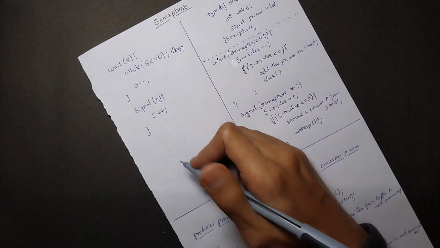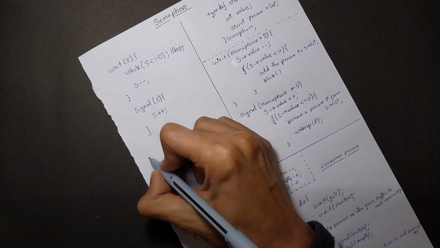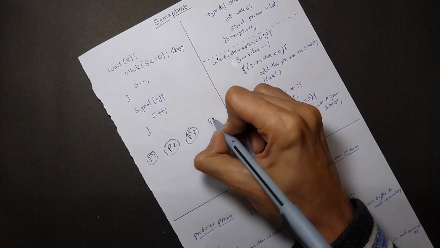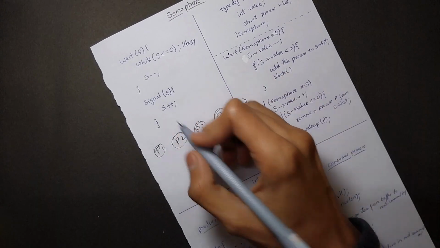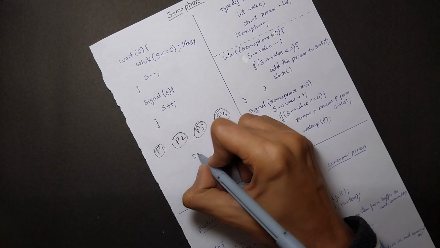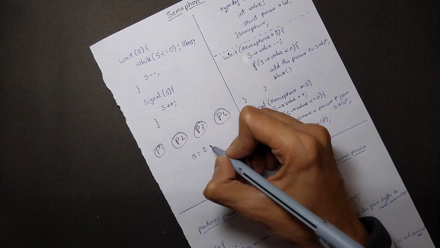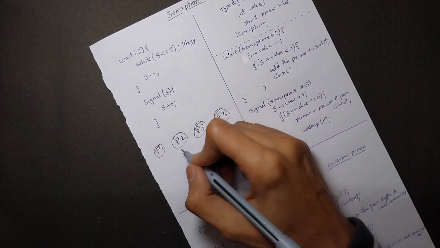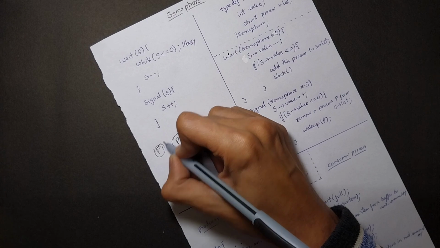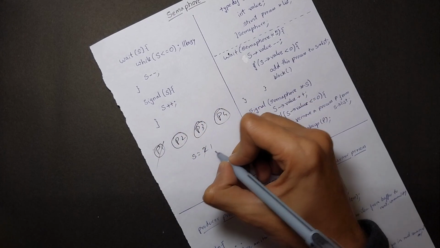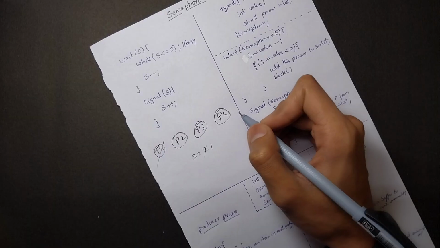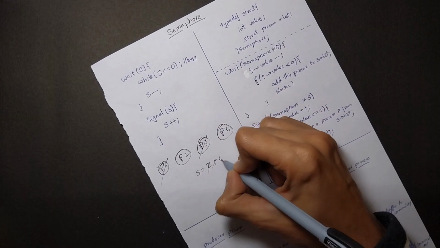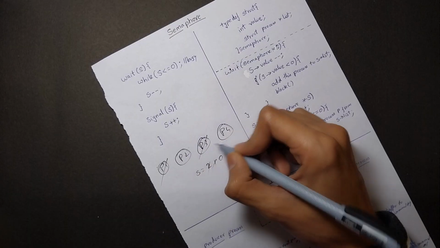So let us discuss it with an example first. Consider there are processes like P1, P2, P3, P4. Let the semaphore value s be 2. When process P1 requests some resource, the s value will become 1 because it keeps on reducing. When process P3 requests, it will become 0, and when P2 requests, it becomes -1.